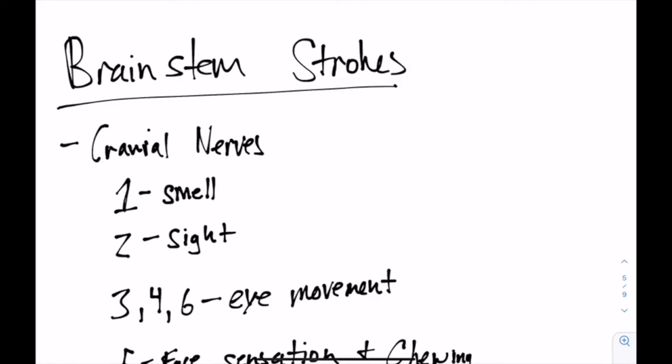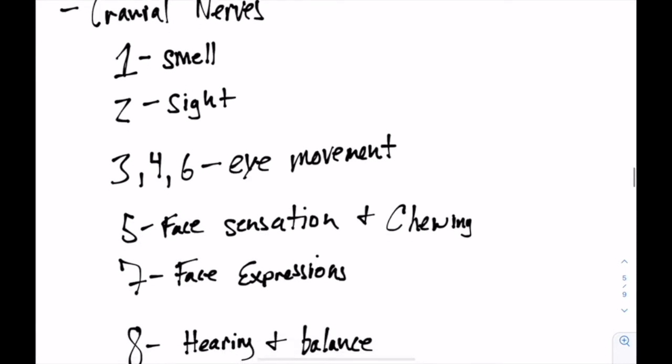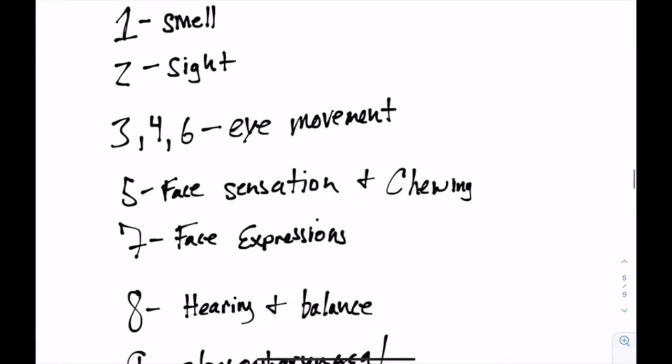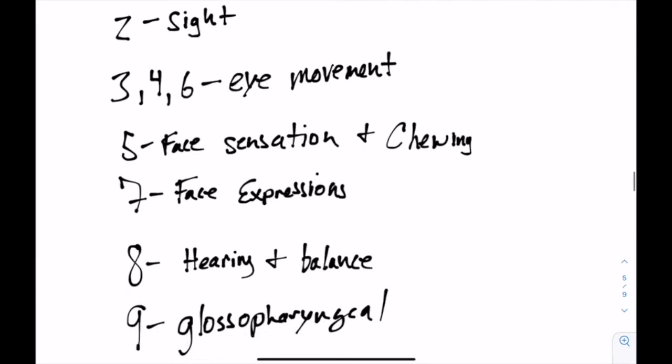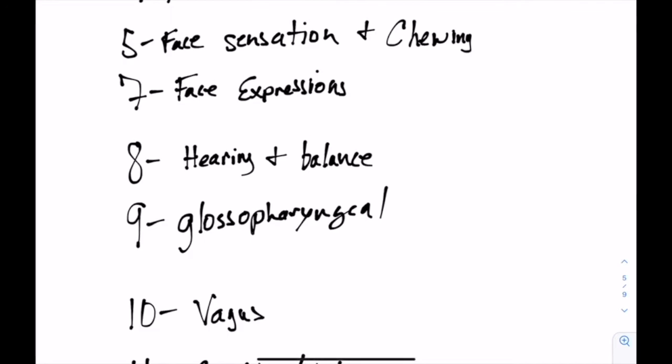The brainstem sits right underneath the cerebrum, and then it sits anterior or in front of the cerebellum. Brainstem is really where your cranial nerves come from. The cranial nerves are the nerves that come straight from the brain and don't pass through the spinal cord. Cranial nerve 1 is responsible for smell. Cranial nerve 2 is responsible for sight. Cranial nerves 3, 4, and 6 are responsible for eye movement. Cranial nerve 5 is responsible for face sensation and chewing. Cranial nerve 7 is responsible for facial expressions. Cranial nerve 8 is responsible for both hearing and balance.